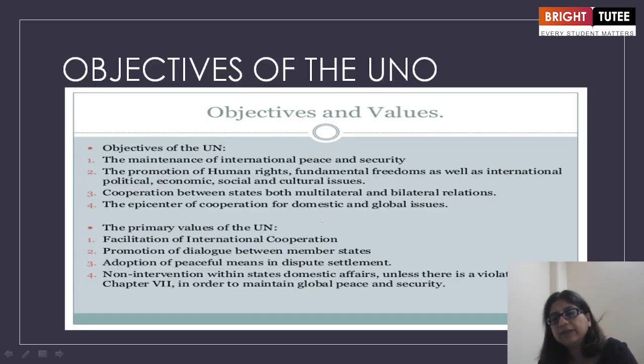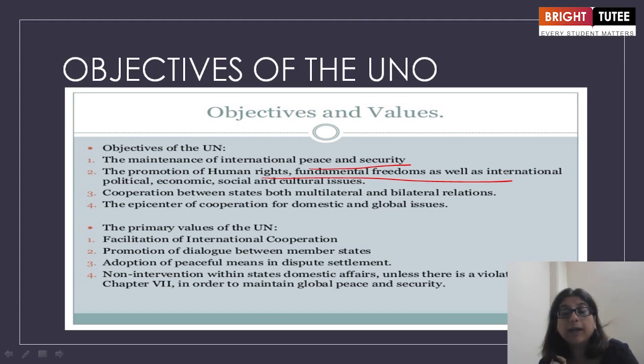So, the objectives and values of the United Nations are to maintain international peace and security, and to promote human rights and fundamental freedoms, as well as international political, economic, social and cultural issues. This is also a very important point: the fundamental freedoms of citizens are also discussed in the United Nations organization, along with cooperation between states, both multilateral and bilateral relations, the epicenter of cooperation for domestic and global issues as well.